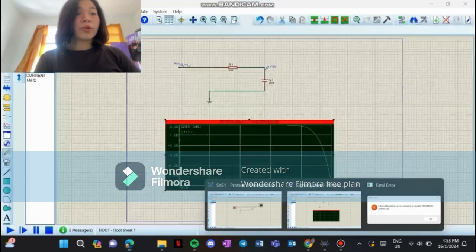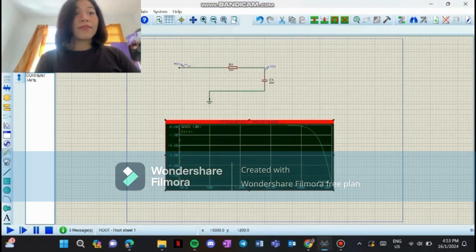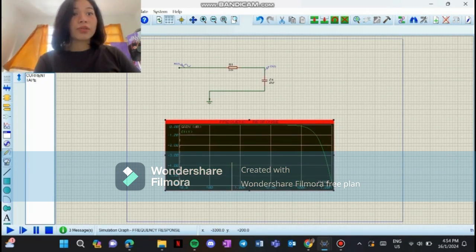When we go to Proteus, this is the first circuit that I have simulated. As you can see here, the value for R is 5.64, the capacitor value is 47 nanofarad, and then I drag the probe for the voltage of the capacitor to get the frequency response, and this is our graph. So it is going downwards.